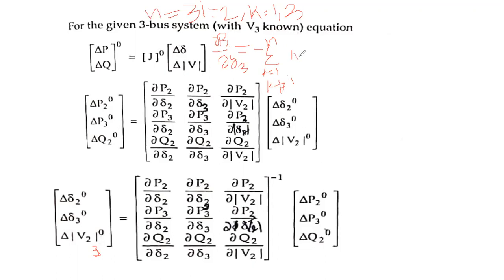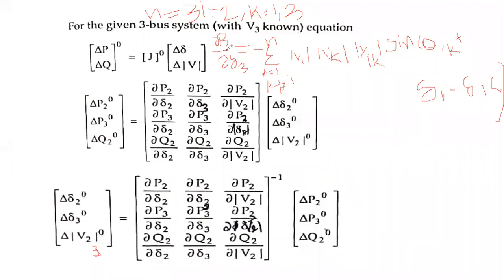Okay, V_I, V_K, Y_IK, sine of theta IK plus delta I minus delta K. Okay, substitute I is equal to 2, K equal to 1, and then K equal to 3.